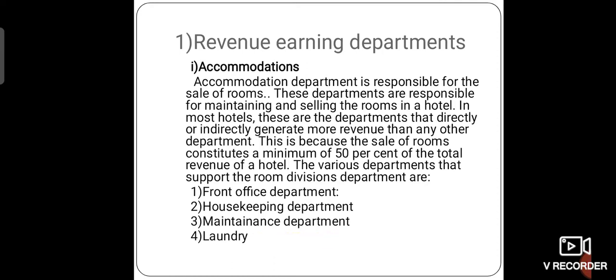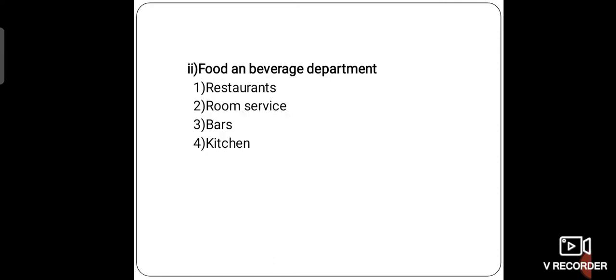Next is maintenance department. Maintenance department deals with any repairs and maintenance to the room. And laundry section. So these are the different divisions of this accommodation department. Next is food and beverage department. Food and beverage department also contains restaurants, room service, bars, kitchen. It contains those related with food and drink.